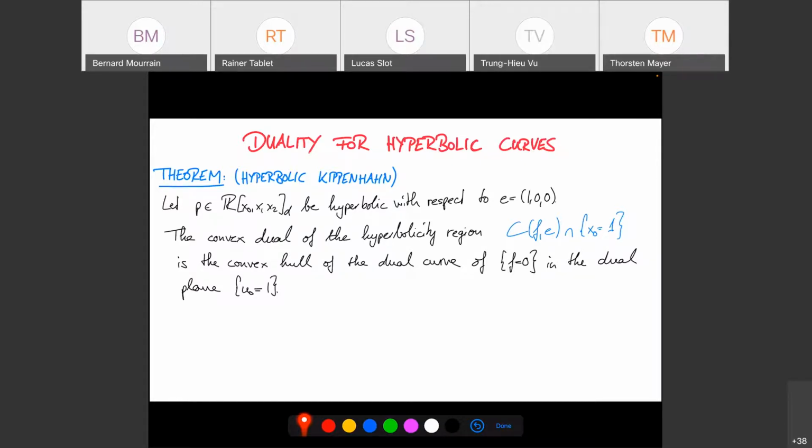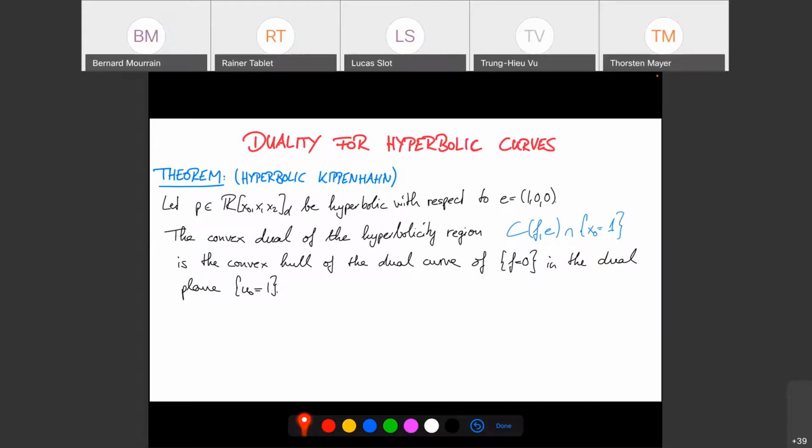So now I'm given a hyperbolic polynomial and I fix the hyperbolicity direction to be (1, 0, 0). Then I form this hyperbolicity cone. That's a convex cone. It's like the spectrahedron associated to a linear matrix, or the determinant of a linear matrix. So this is a convex cone and I make it compact, usually at least. So I take an affine section of this cone.